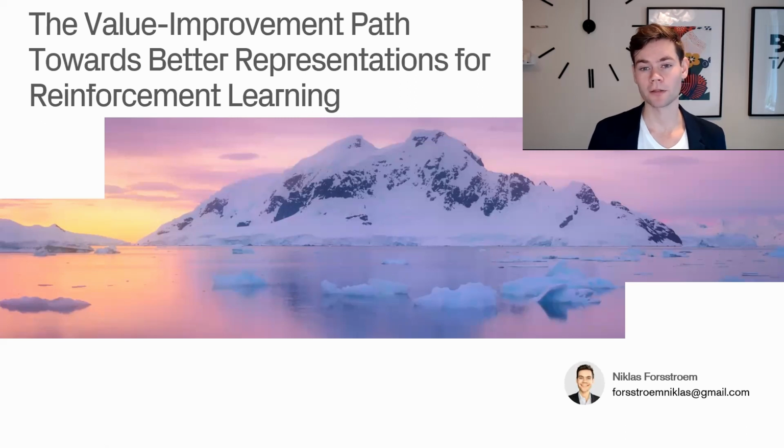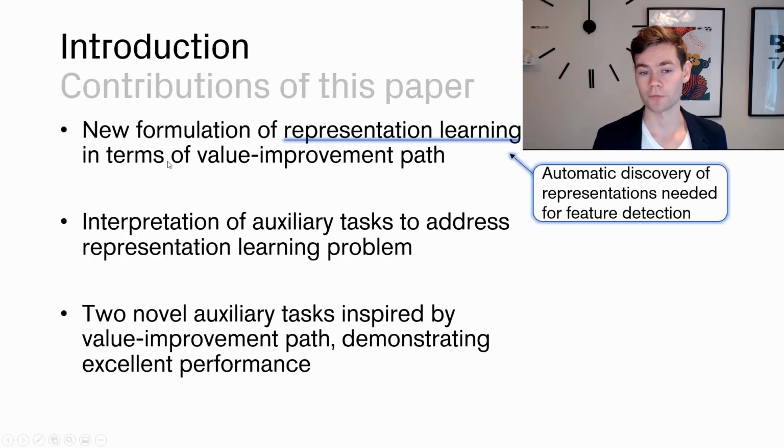We're talking about something called the value improvement path today, and basically how we can use that to improve convergence properties of reinforcement learning algorithms. So in order to get started with this, we're firstly going to say that this paper contributes in a number of ways to the existing literature. Namely, they propose a new formulation of the representation learning problem in terms of the value improvement path.